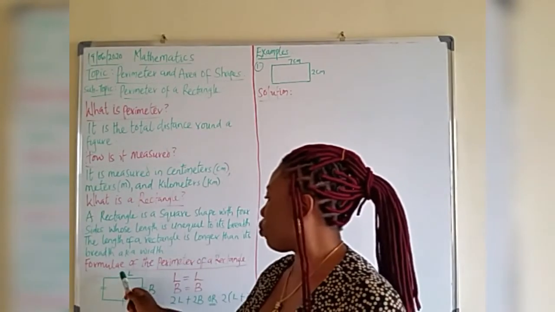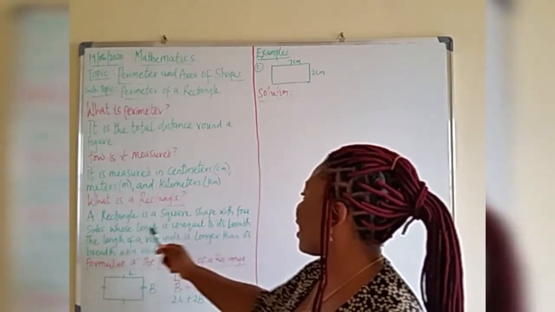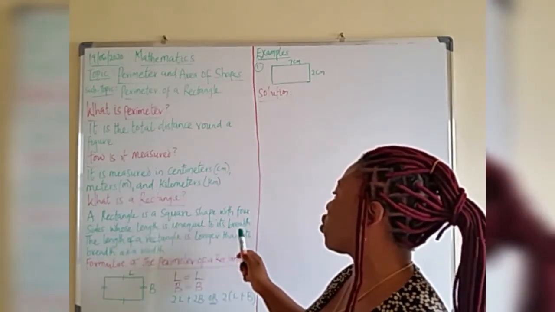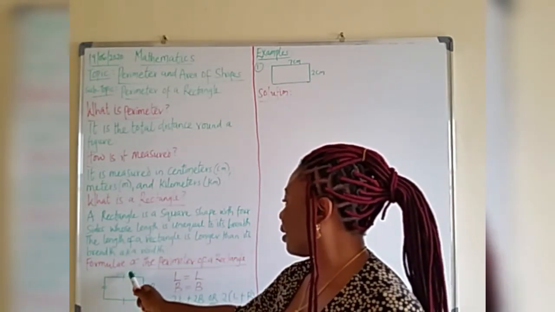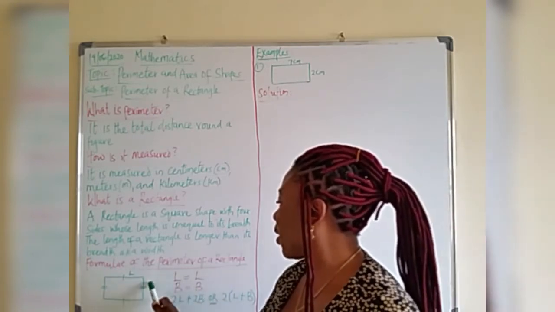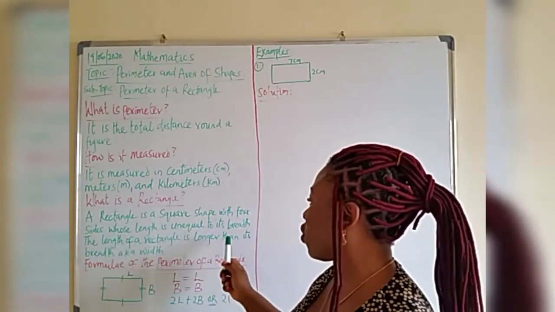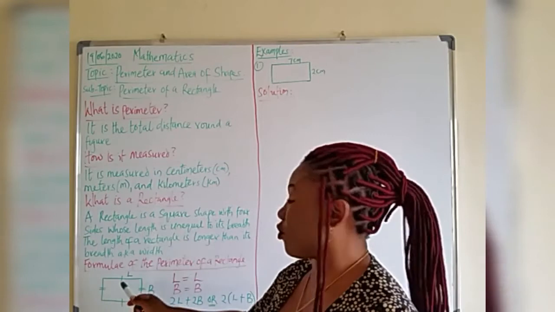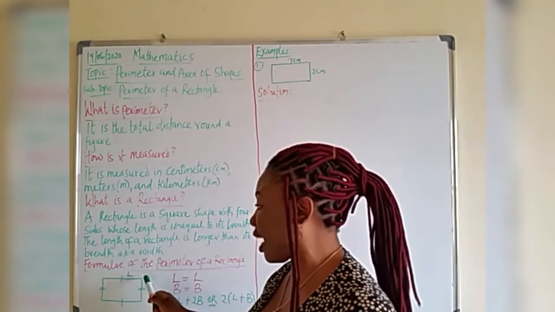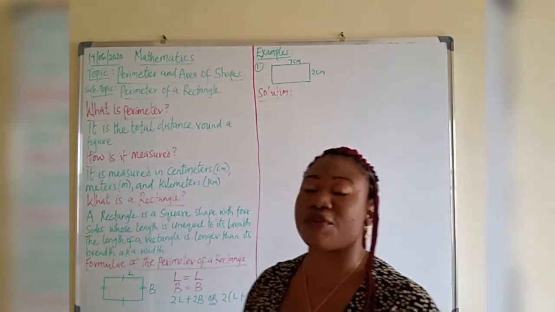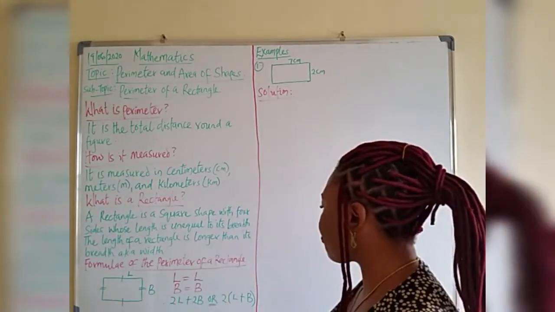So let us count to be sure. 1, 2, 3, 4. So that's four sides. Proven. Now the next one, it says the length is unequal to its breadth. You can see here there's an indication that the length is equal to its length. The breadth is also equal to its breadth, right? Now the length of a rectangle is longer than its breadth. If you're very much observant and you're looking properly on the board, you can tell that this length is actually longer than the breadth, right? So every rectangle shape is long, the length is actually longer than its breadth.